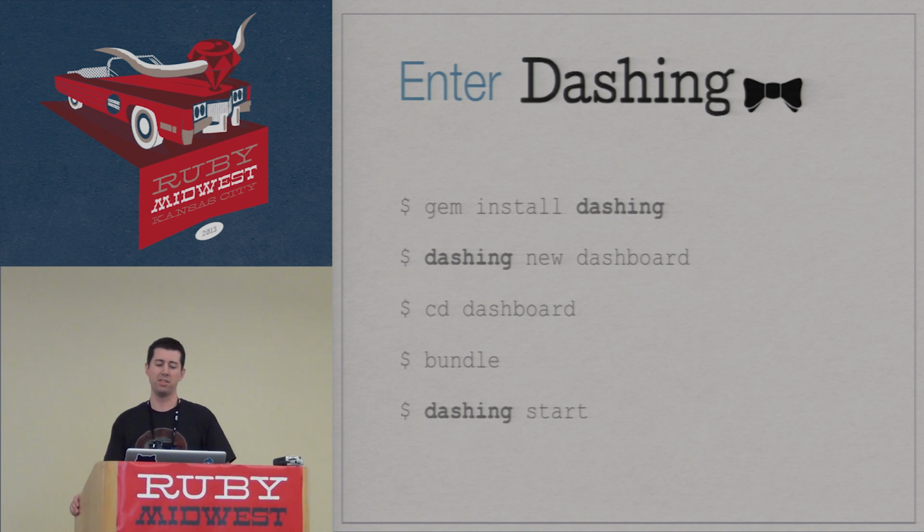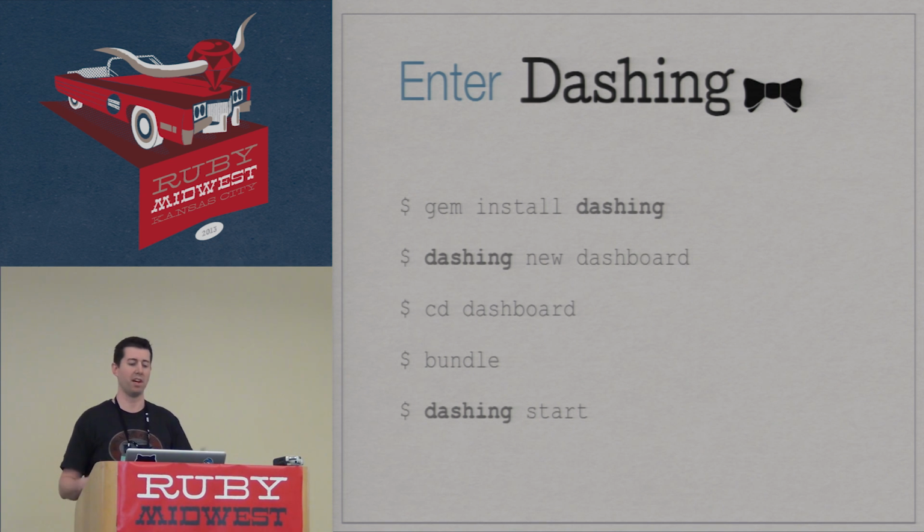You can see the commands here. You just install the Dashing gem, create a new dashboard, which comes with a bunch of dummy data, and start it. It's a Sinatra app.